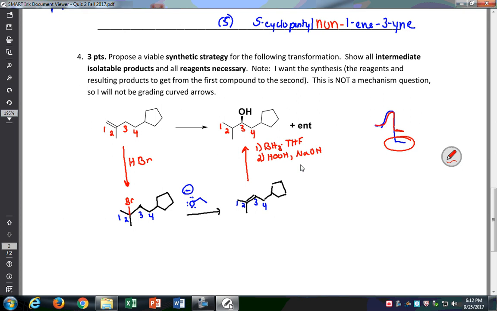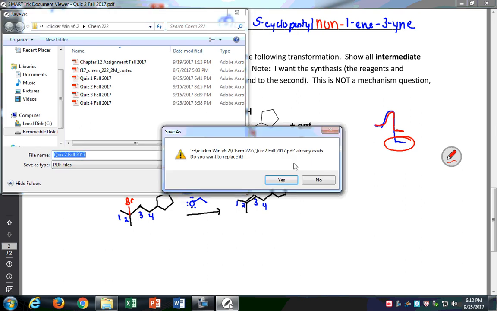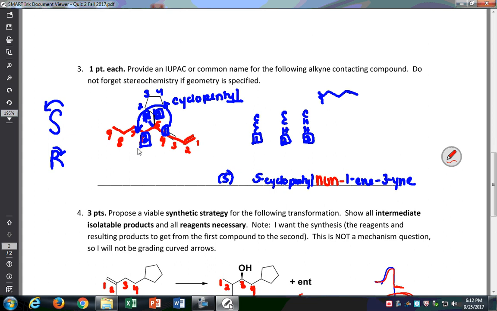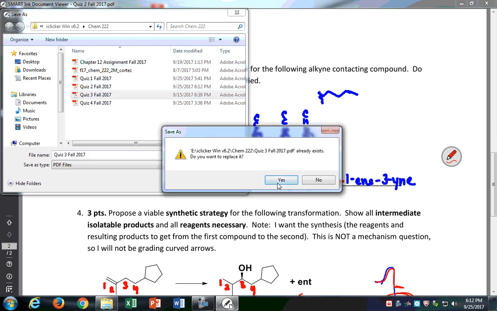That's quiz 2. Any questions? Is it starting to make sense? And you got to be able to do this on your own, not just with me up here telling it to you. Okay, looking at carbon 3, sorry.